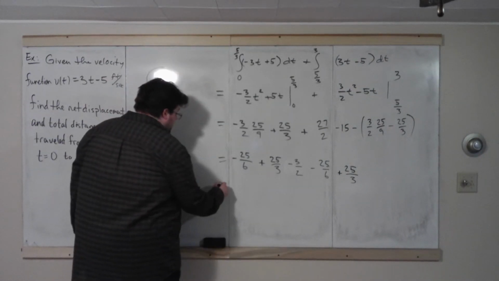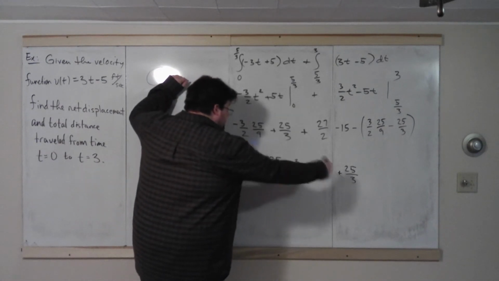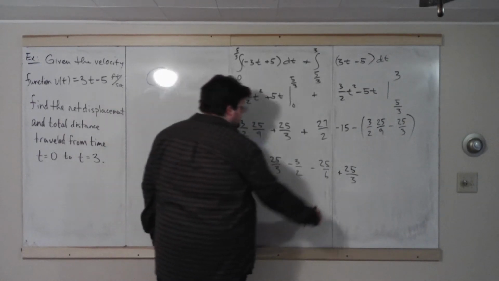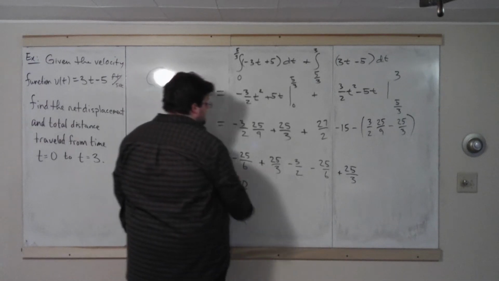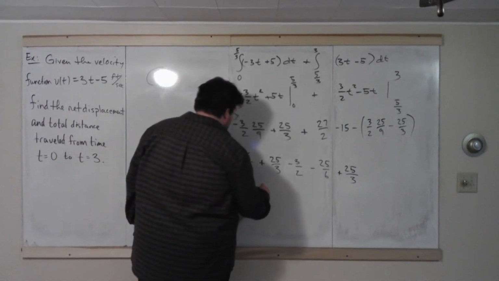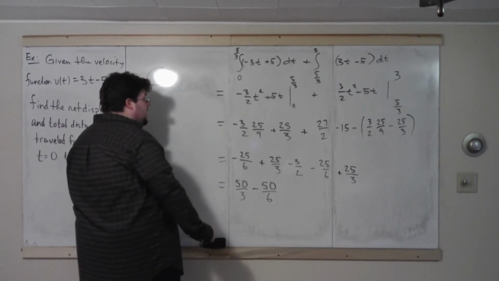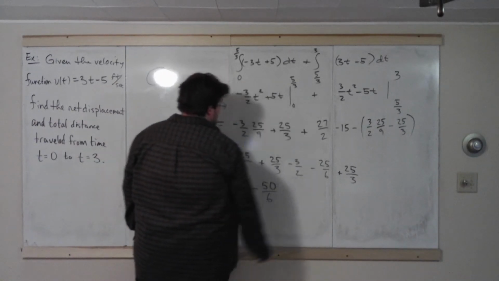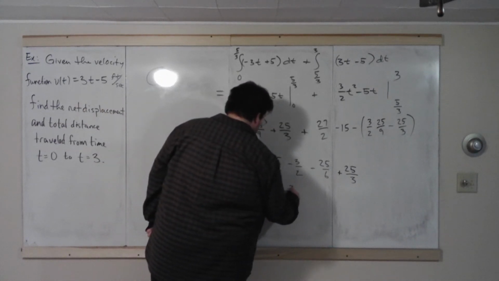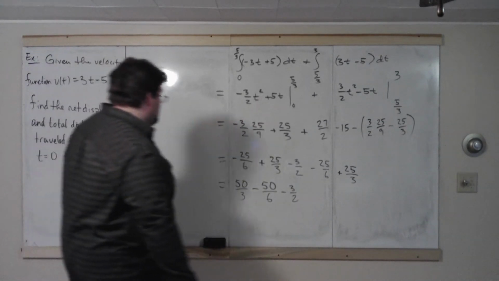And what do we get when we add all these together? Well, I'm going to combine thirds, then sixths, then leave the halves alone. 25 thirds plus 25 thirds make 50 thirds. Negative 25 sixths minus 25 sixths gives us what? Negative 50 sixths. If you have negative $25 and you spend another $25, you're left with negative $50. Replace the word dollars with sixths. And then the halves, we still have negative 3 of those.